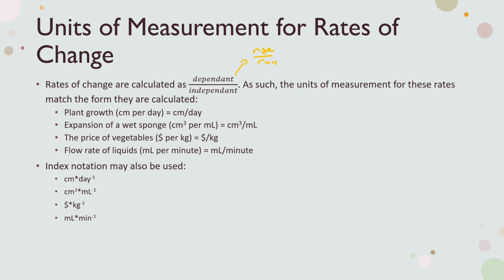But for now, what we just need to understand is that to calculate plant growth, we would take the amount of growth in centimeters, divide it by the number of days, and we'd get our rate for plant growth there. The units of measurement are then displayed as centimeters per day. For the expansion of the wet sponge, we can show the units of measurement as cubic centimeters per mil. For the price of vegetables, dollars per kilo. Flow rate of liquids, milliliters per minute. We can also use index notation, which you would have seen in previous videos as well. You should be aware of that notation as well.